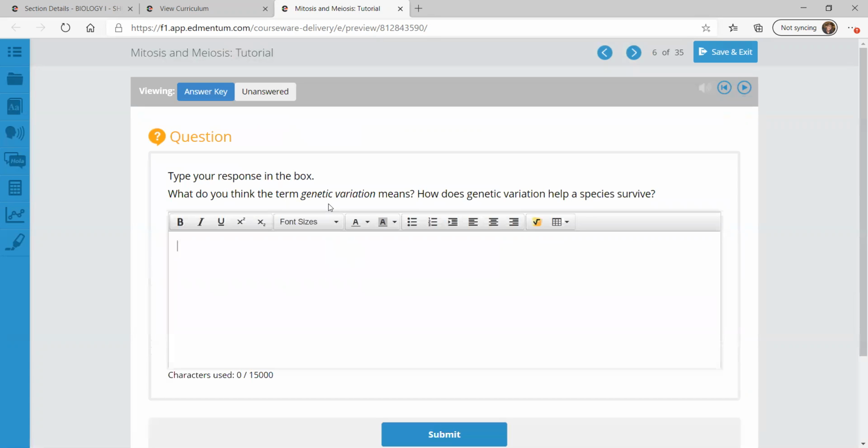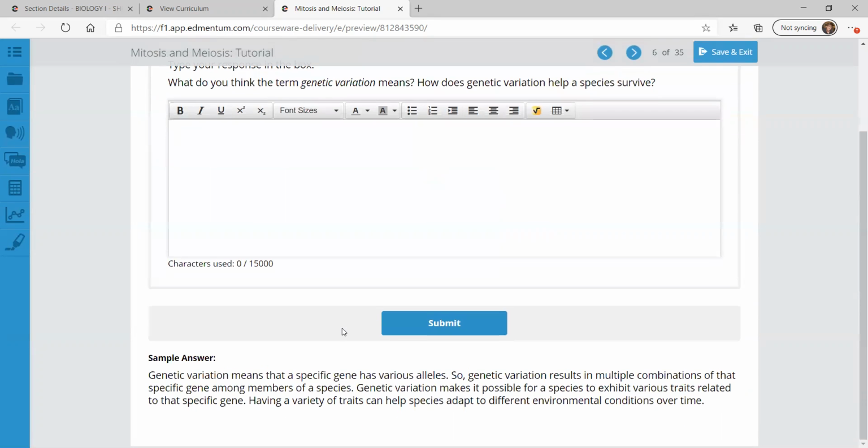Next warm-up question. What do you think the term genetic variation means? How does genetic variation help a species survive? Well, if you break those two words up, or just look at them individually, we have genetic, meaning the specific gene, varies, variation. So there are different forms of a gene, and that is because they have these things called alleles. Depending on the alleles, the genes will be slightly different.